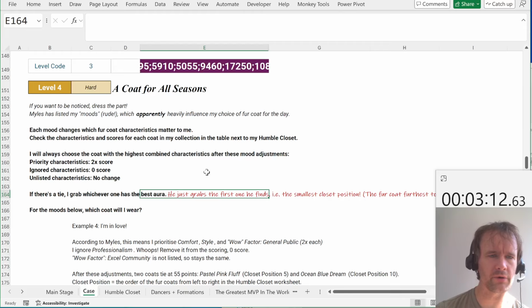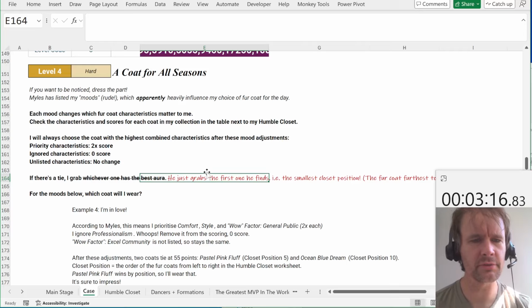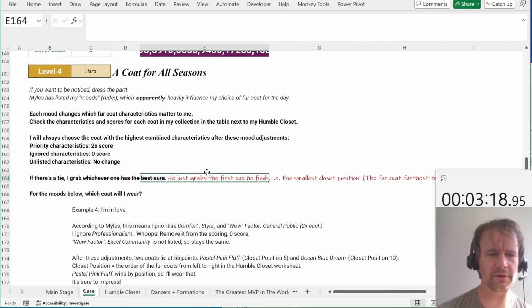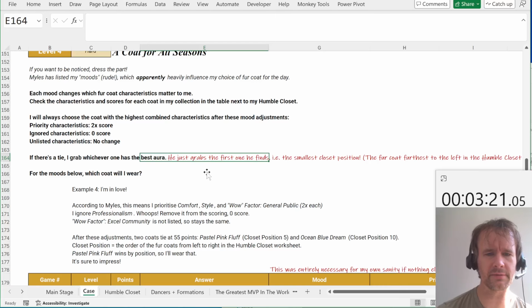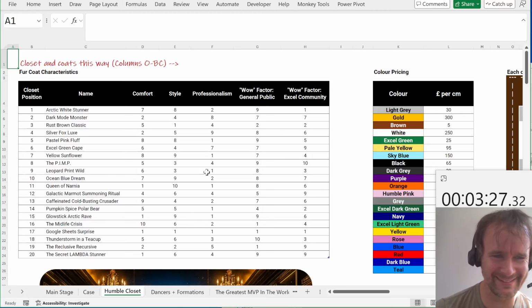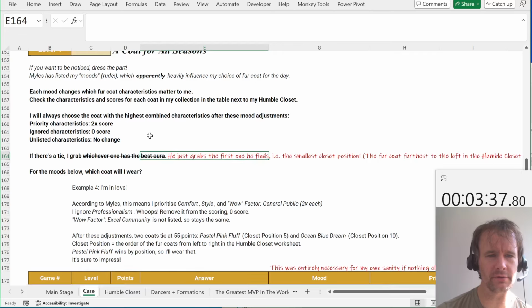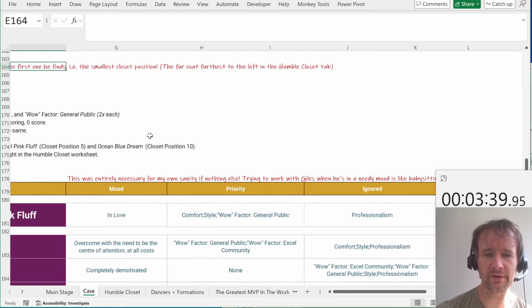Okay, level 4. A code for all seasons. If you want to be noticed, each mood changes which fur coat characteristics matter to me. Check the characteristics and scores for each coat in my collection in the table next to the humble closet. Okay. Fine. I will always choose the coat with the highest combined characteristics after these mood adjustments. Priority characteristics 2x, ignored, unlisted, no change. Okay. What?